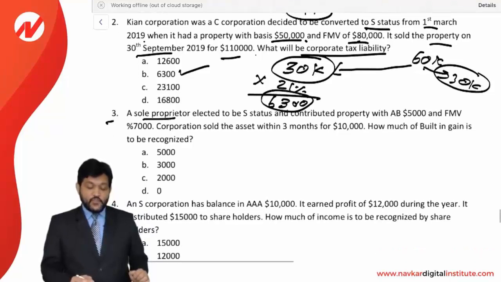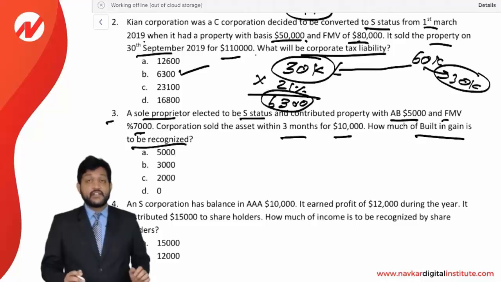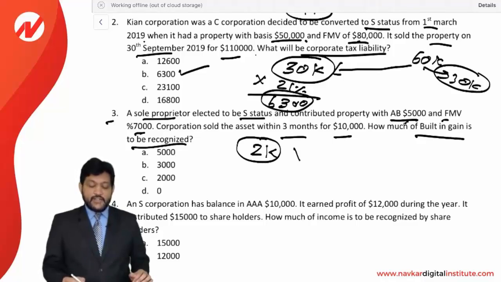Next, a sole proprietor elected to be S status and contributed a property with an adjusted basis of 5,000 and FMV 7,000. The corporation sold the asset within 3 months for 10,000. How much of built-in gain is to be recognized? Friends, they are asking about built-in gain. There is a built-in gain also. Actually, AB is 5,000 and FMV 7,000. So 2,000 of built-in gain was there, but it will not be recognized.